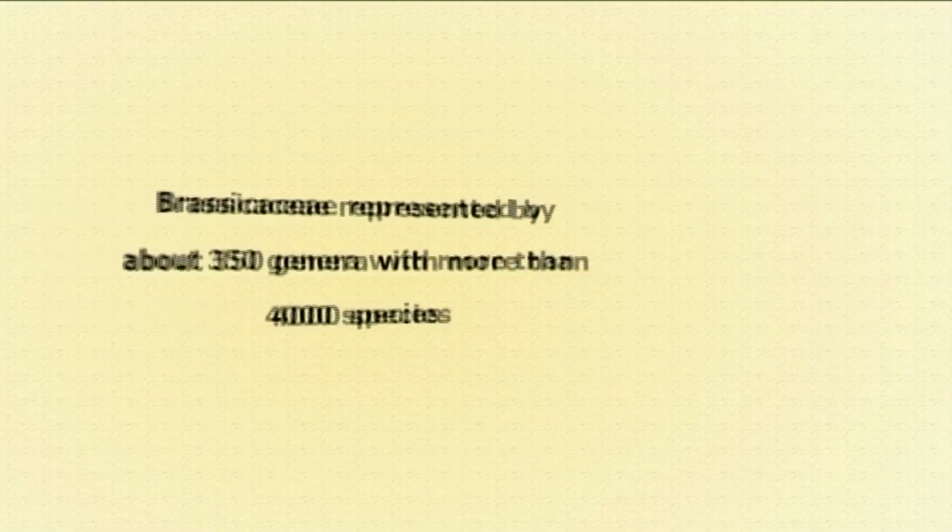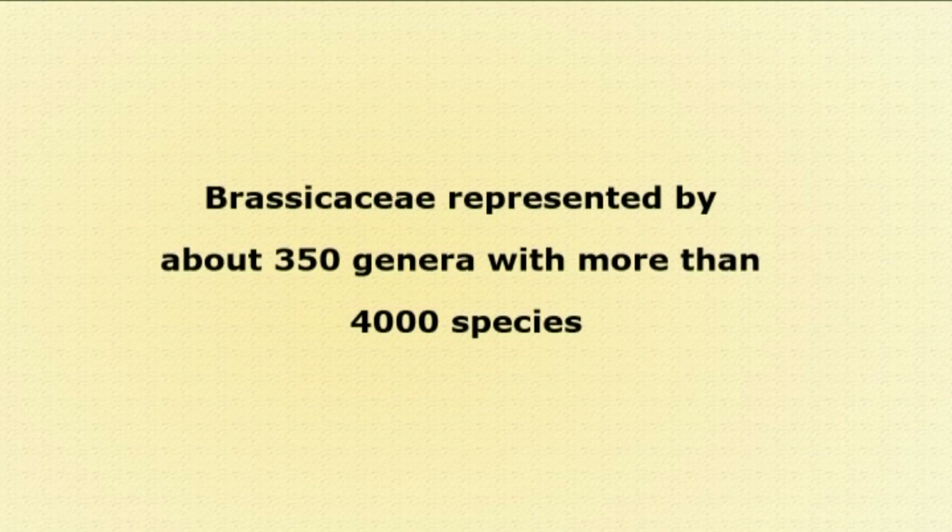Now the fourth part of the lecture, that is the diversity that is existing in the family Brassicaceae. At present, the family is represented world over by about 350 genera. These 350 genera include more than 4,000 species.